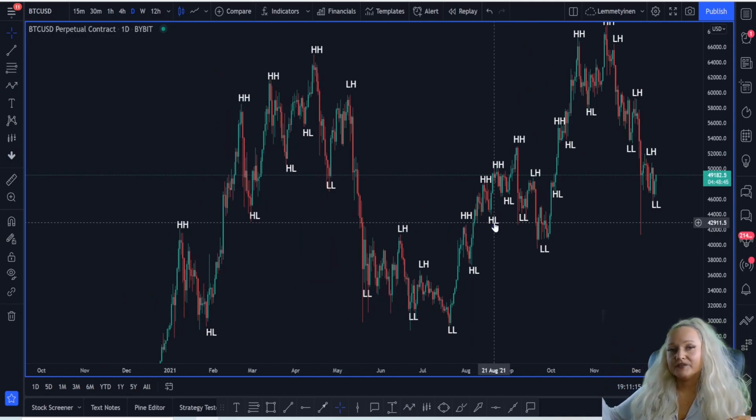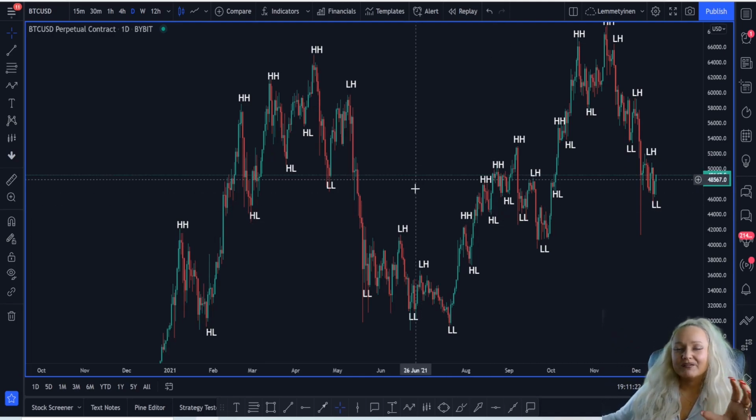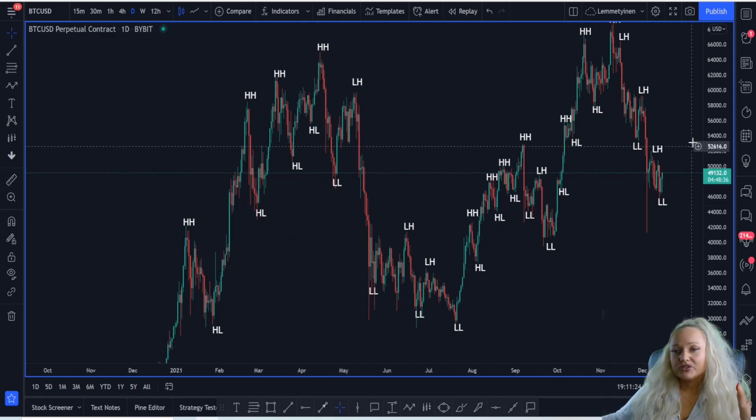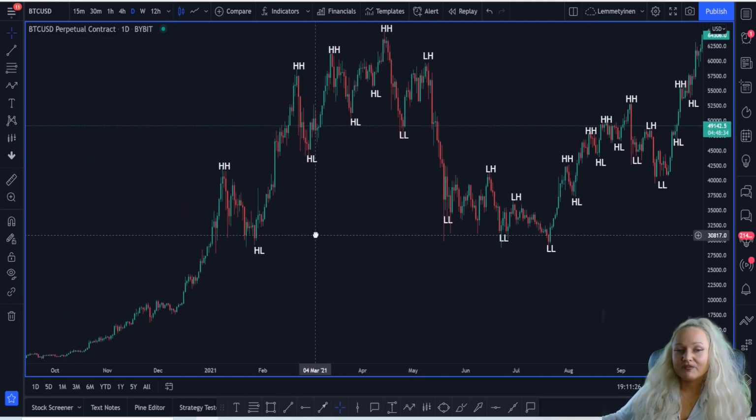I have to use different tools to understand where I can potentially sell the market at the lower high. I'm not going to dive into that right now, but first of all, we need to recognize what type of market we are in.